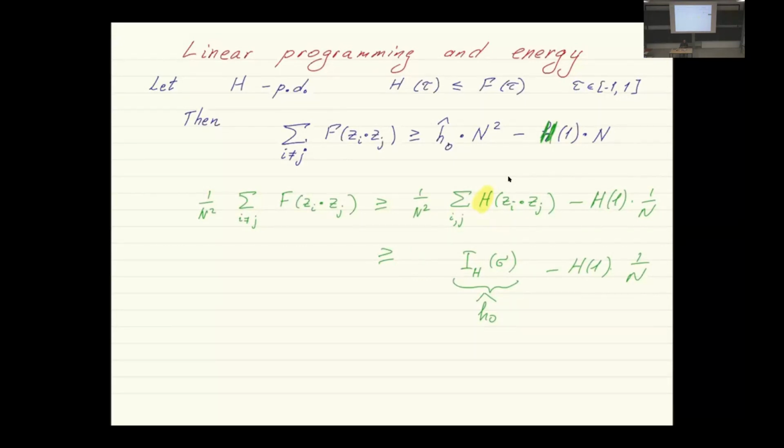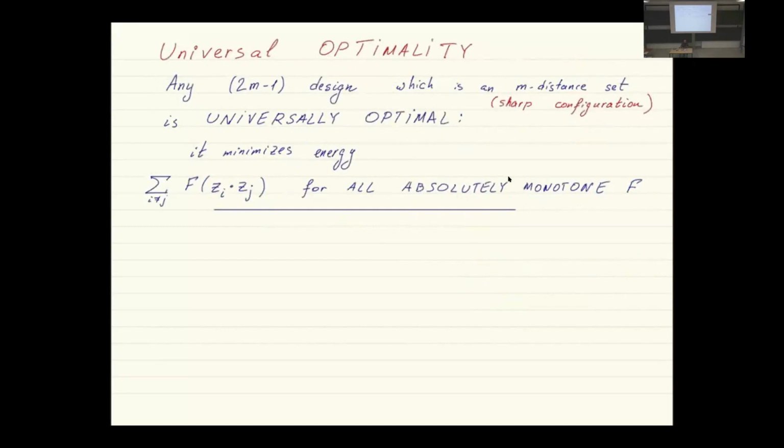All right. And this approach can be used very efficiently in some situations. In particular, I want to take a few minutes to talk about universal optimality. This is a result in the notion introduced by Cohn and Kumar.